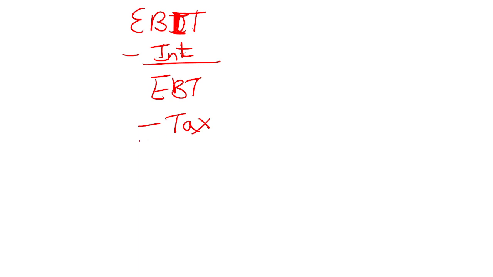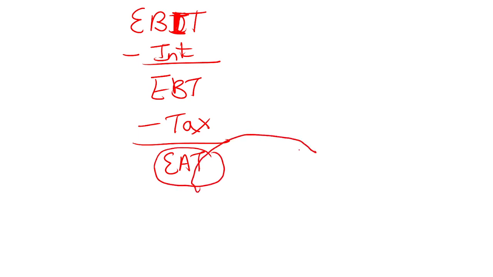First of all, this is EBIT, earning before interest and tax. After reducing the interest, you get EBT, earning before tax. Then we reduce the tax, and we get earning after tax. From this EAT we will give the dividend to the shareholders, not directly from the EBIT.